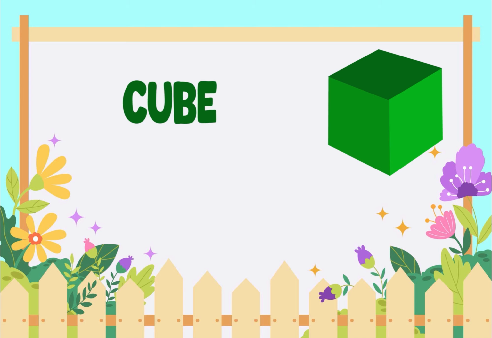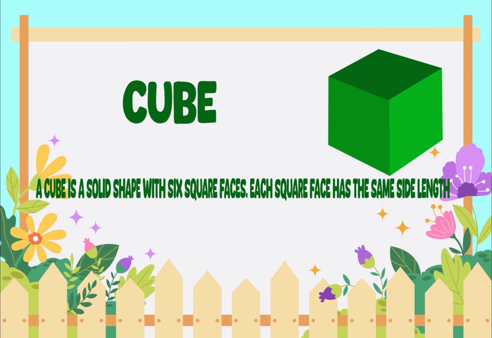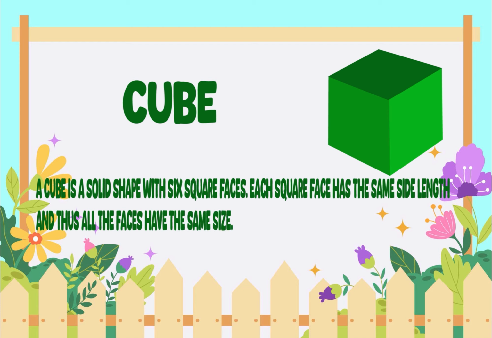It's a cube. A cube is a solid shape with 6 square faces. Each square face has the same side length and thus all the faces have the same size.